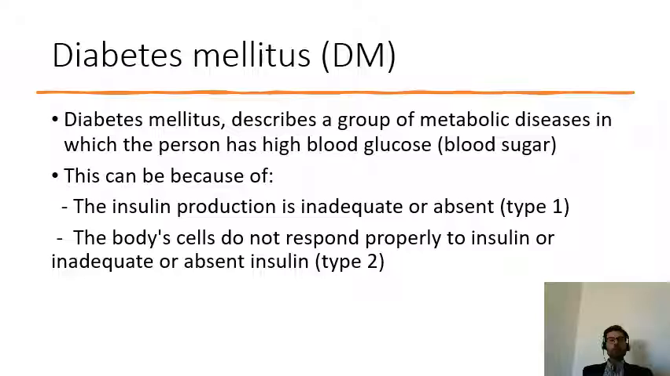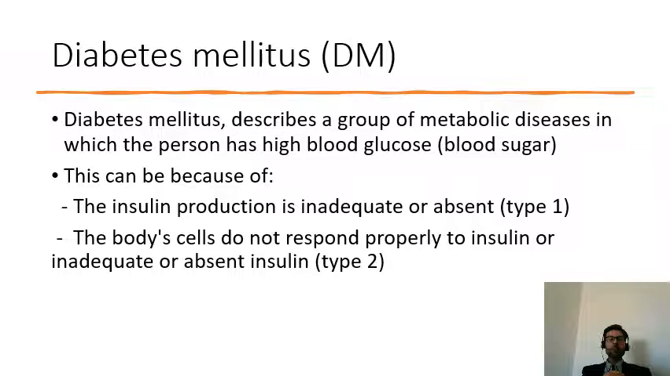Now here, let's focus more to understand diabetes mellitus. Diabetes mellitus describes a group of metabolic diseases in which the person has high blood sugar. And this can be for two main reasons. Number one, when we don't have enough production, or when we have absence of insulin in the blood. And in this case, we have what we call type 1 diabetes. Type 1 diabetes means that we don't have insulin. We have absence of insulin.